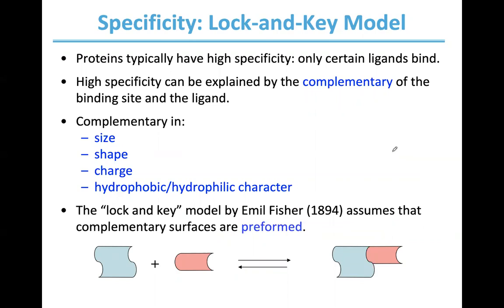So here's what we talked a little bit about, the lock and key model. So high specificity in general can be explained by the complementarity of the binding site and the ligand. Complementarity in size, shape, charge, hydrophobic, hydrophilic character. And the lock and key model by Emil Fischer, 1894, assumes that these surfaces are preformed.